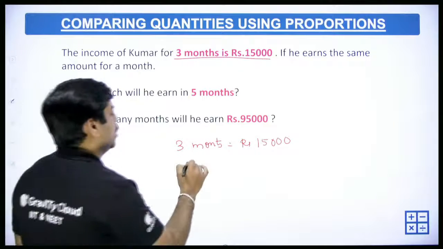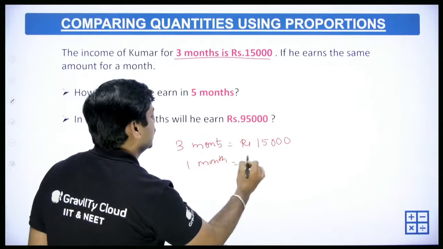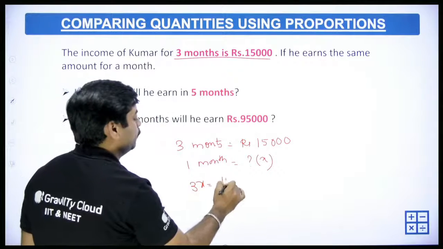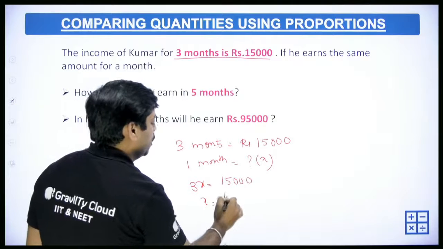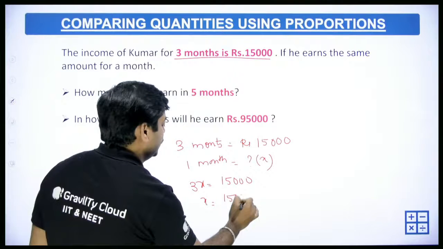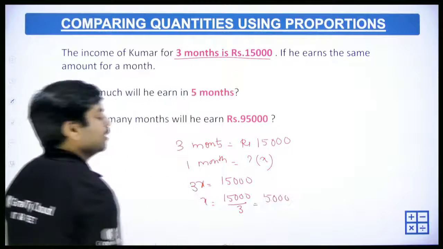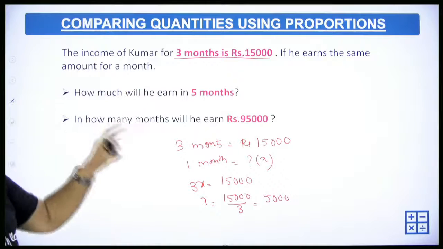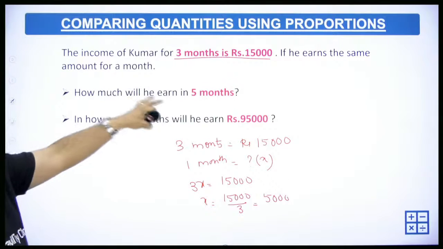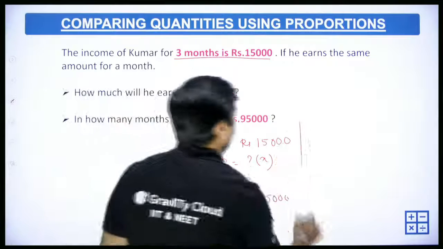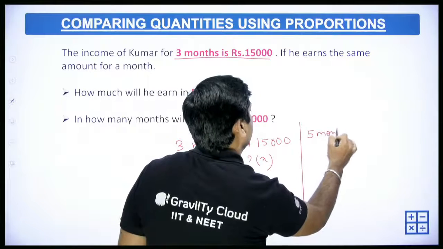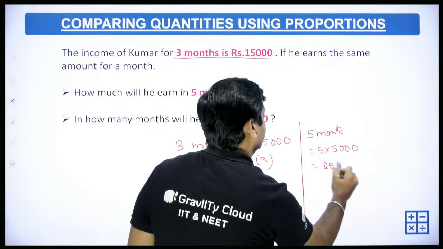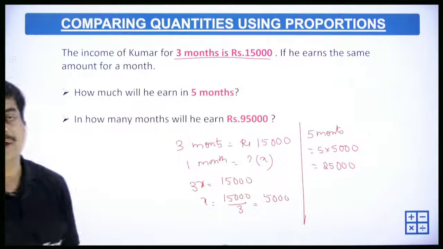For 1 month, how much is it? Let's say x. So cross multiply: 3 into x is equal to 1 into 15,000. So x is equal to 15,000 by 3, that becomes 5,000. x will be equal to 5,000, right? If he earns the same amount, 5,000 rupees a month, how much will he earn in 5 months? For 5 months, it is 5 into 5,000, which is 25,000.